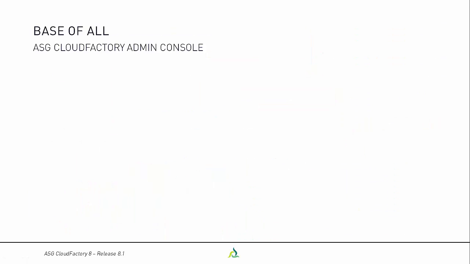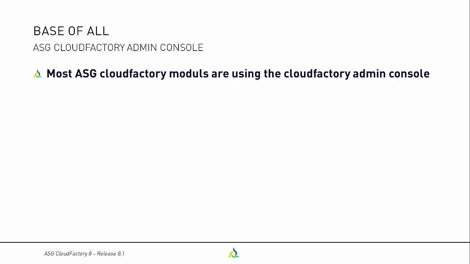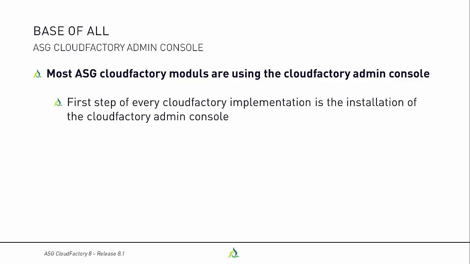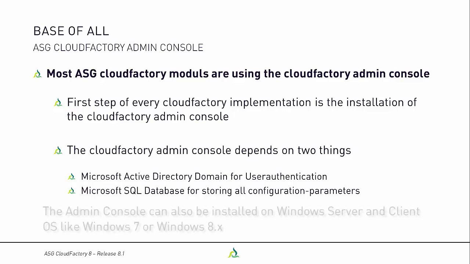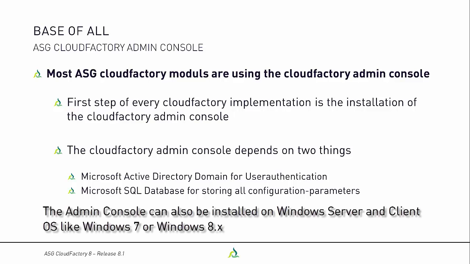Most of ASG's Cloud Factory components utilize the Cloud Factory Admin Console, more specifically Cloud Cockpit and Cloud Shaper. The first step of implementation is the installation of the Cloud Factory Admin Console. Cloud Factory Admin Console relies on functioning Microsoft Active Directory for user authentication and a Microsoft SQL database to store all configuration values and parameters. The Admin Console can also be deployed on several server instances as well as on end-user devices with Microsoft Windows XP, 7, 8, or 8.1.